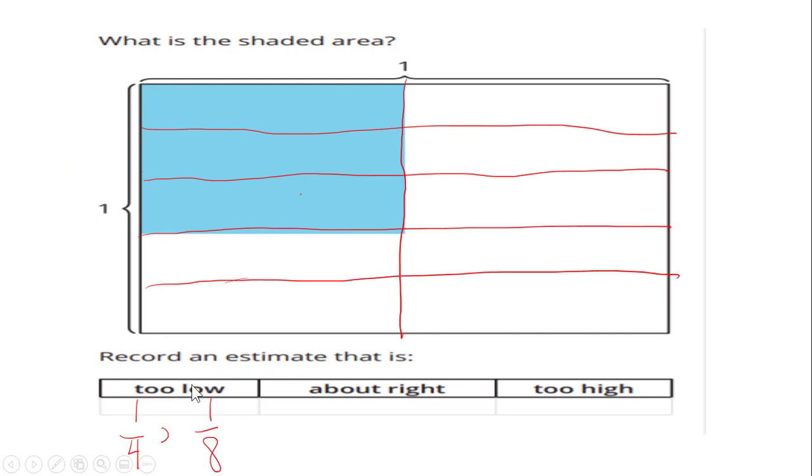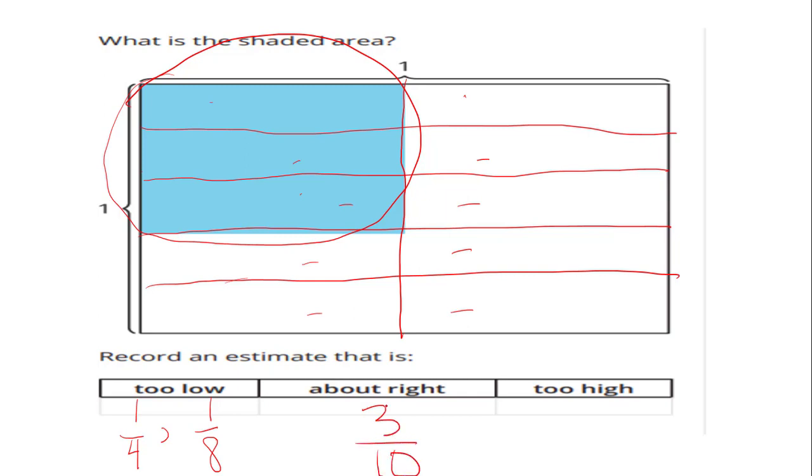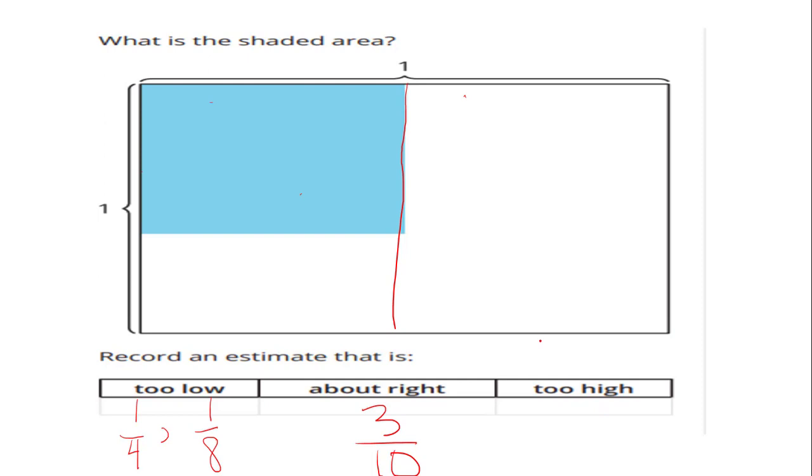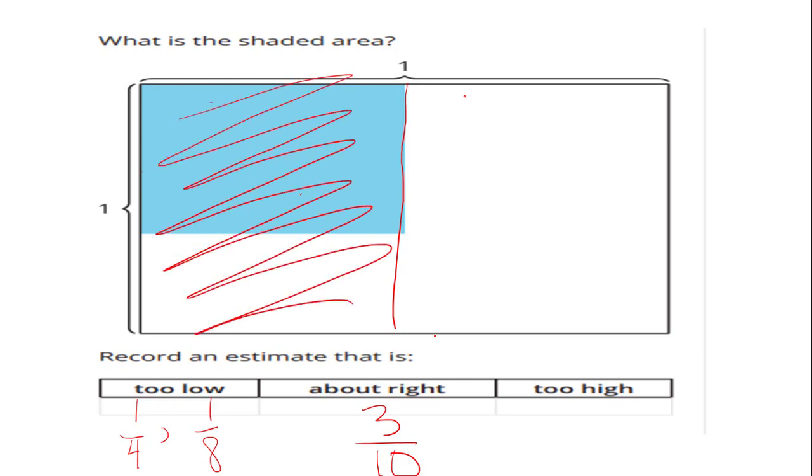Okay, so about right, I have divided this figure into 10 sections. 1, 2, 3, 4, 5, 6, 7, 8, 9, 10. And out of those, I have 3 sections. So about right might be 3/10. And too high, I've divided it into half. If I was to say that half was shaded, we know that's too high, because we know that less than a half is actually shaded.